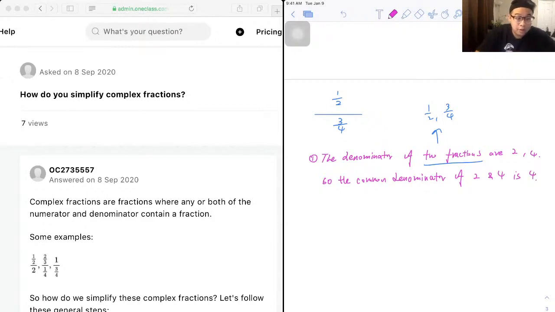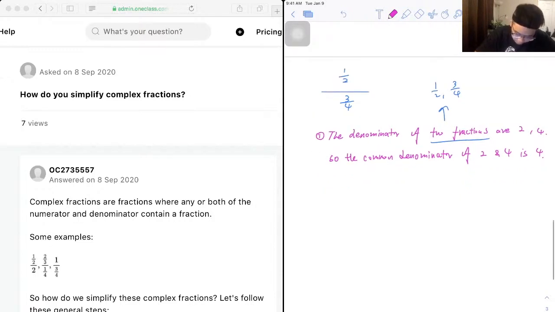So now let's just multiply 4 to both fractions. So we'll have still 1/2 over 3/4. Then we times 4 for both numerator and denominator in order to maintain the same value of our original fraction. So we'll get 1 over 2 times 4 is just 4 over 2. And 3 over 4 times 4 will be 12 over 4.